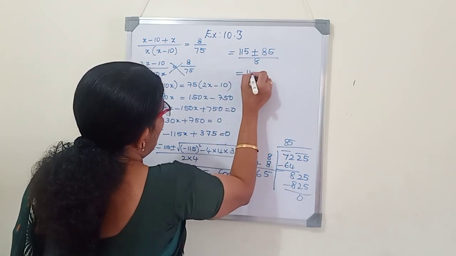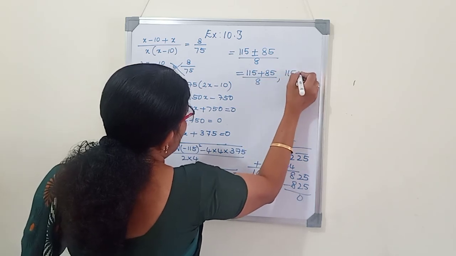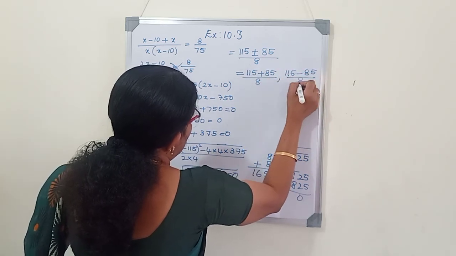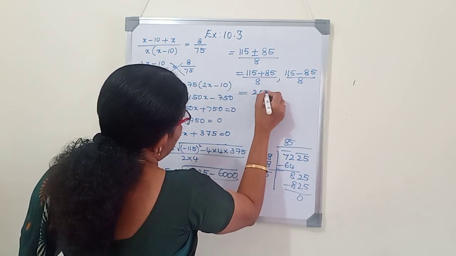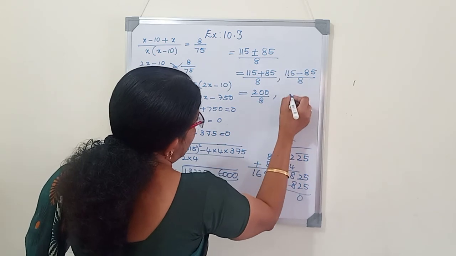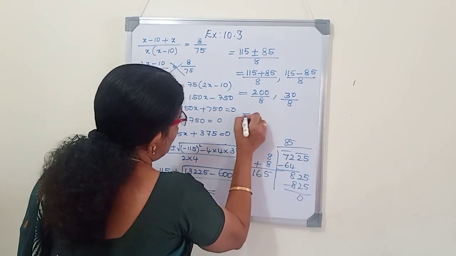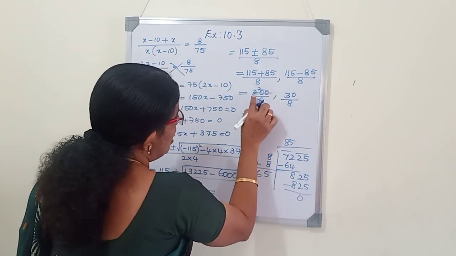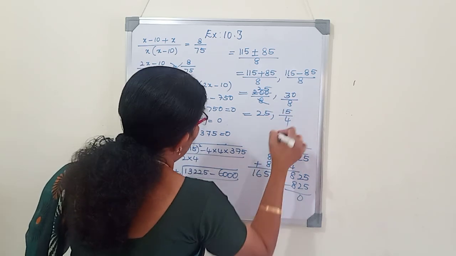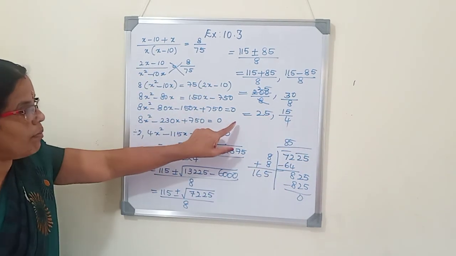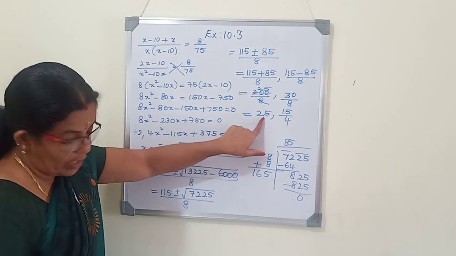Now we separate: 115 plus 85 by 8, and 115 minus 85 by 8. So 200 by 8, and 115 minus 85 is 30 by 8. For 200 by 8, 8 5s are 40, and we get 25. The other value is 15 by 4. So what is x? The time taken by the smaller tap to fill the tank. We will take it as 25 hours.